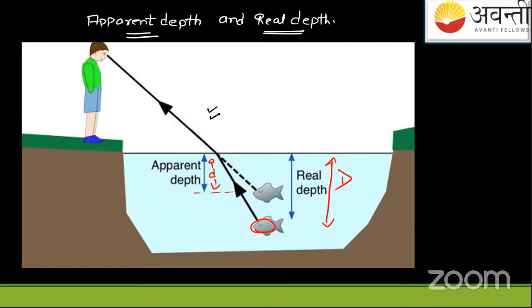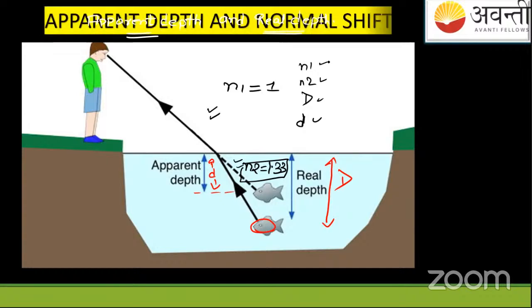There is a formula for finding the apparent and the real depths in connection with the medium's optical properties, that is, refractive indexes. Suppose N1, the refractive index of air, is 1, and N2, the refractive index of the medium, since this is water, is of course 1.33. Now there is a formula connecting these four parameters: N1, N2, the real depth, and the elusive, fake, not genuine, apparent depth.